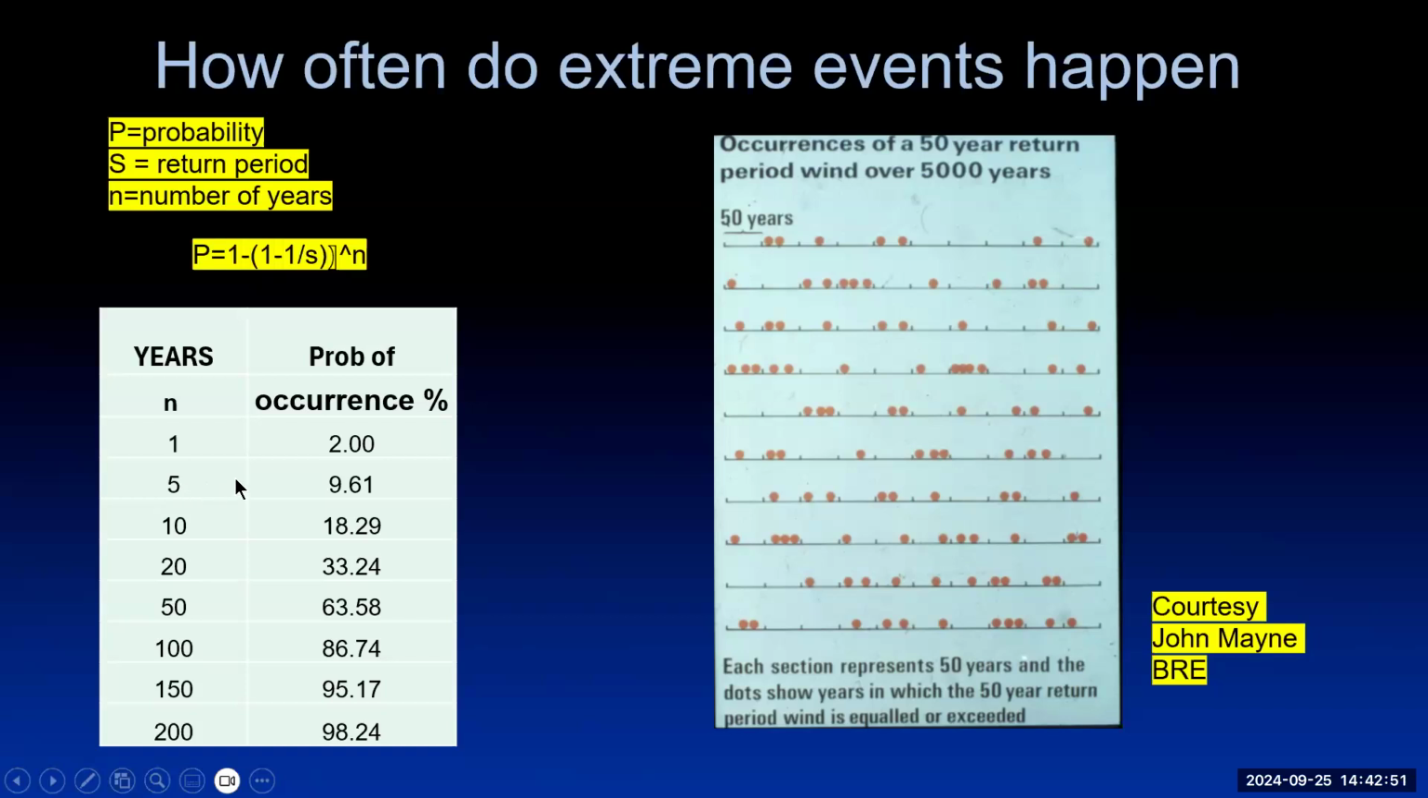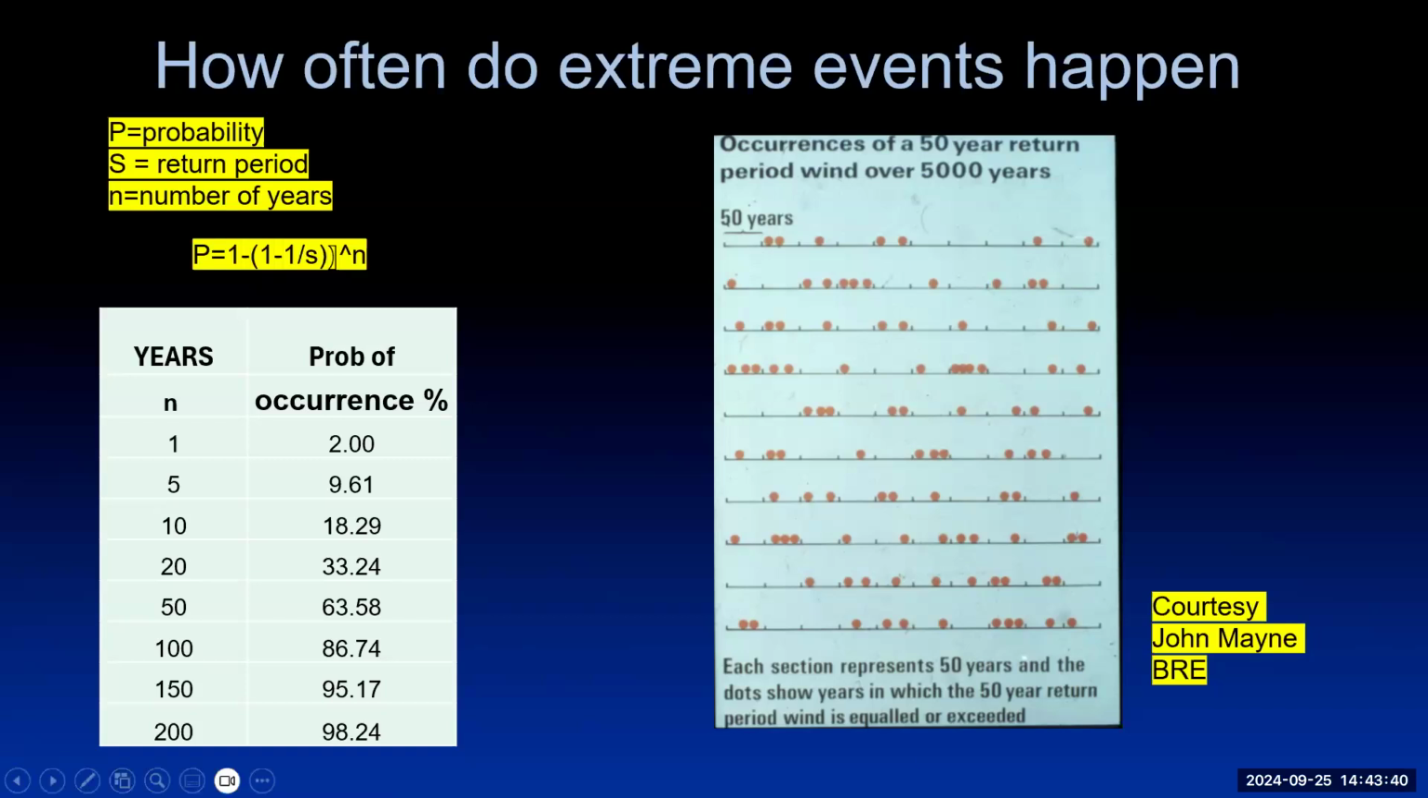If you put those values back into that equation, and we take a 5-year period, the probability of occurrence is 9.6%. 10 years, it's 18%. 20 years, it's 33%. 50 years, it's only 63%. So if you look at this diagram and you count the number of little buckets that don't have a 50-year event in, you'll see that there are 63 of them. 100 years, 86%, 150 years, 95%, 200 years, 98%.